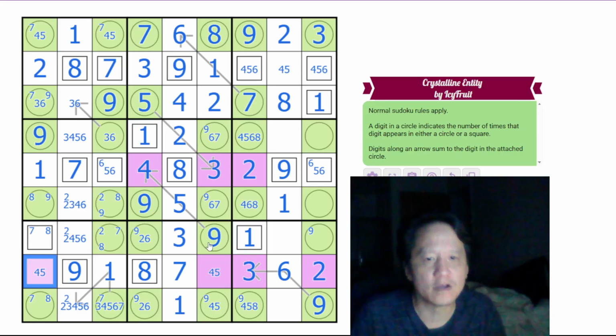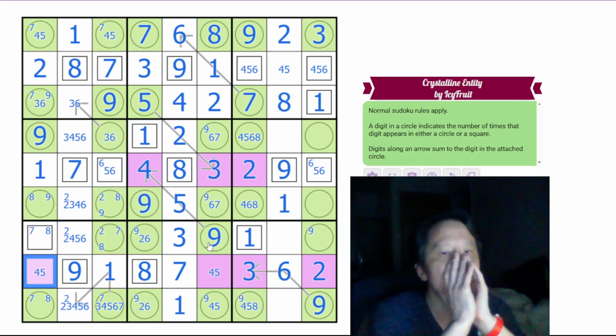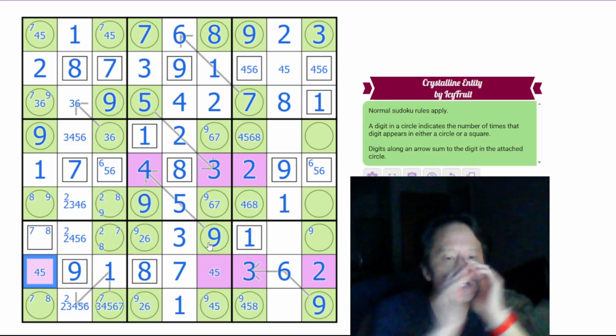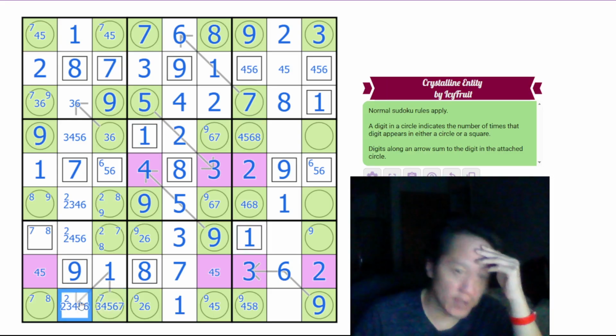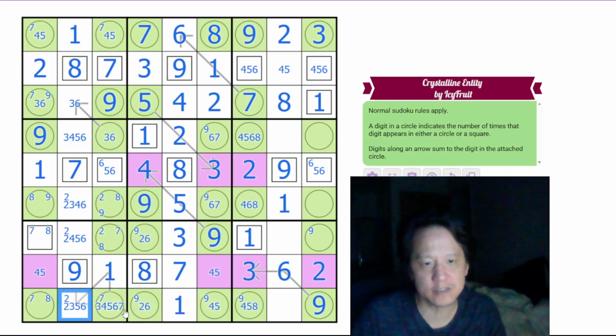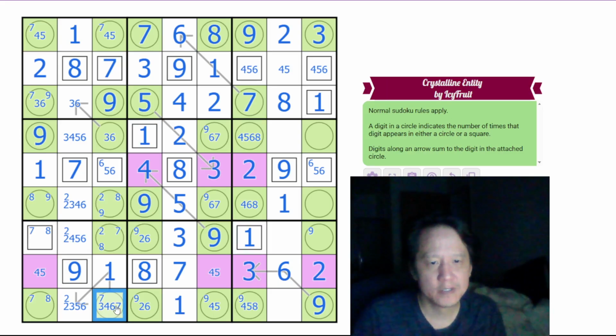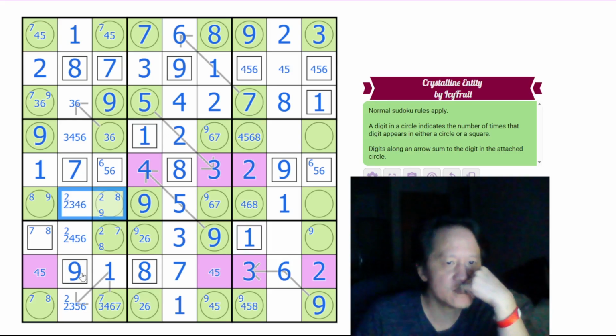This is looking fine. This cannot be 4 and 5 because that would eliminate all possibilities for that cell. Not sure how much that helps us. 2. Well, one of these is 2. That's not helpful.